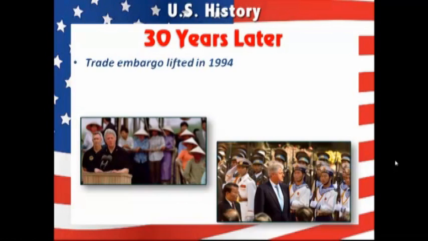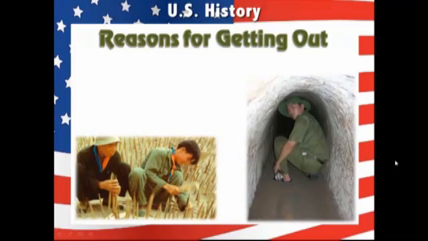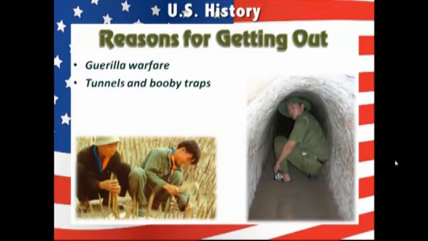30 years later, the trade embargo is lifted in 1994, and President Clinton visits Vietnam in the year 2000. And evidence of the U.S. presence is everywhere. Reasons why the U.S. got out: guerrilla warfare, tunnels and booby traps, and then the morale at home.